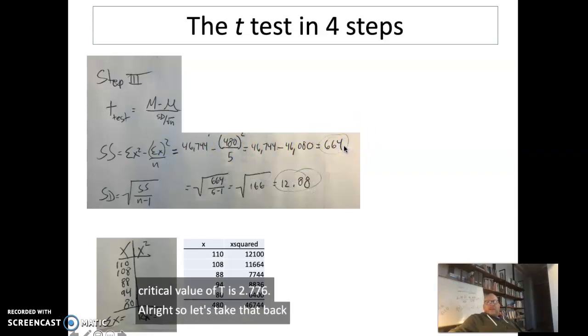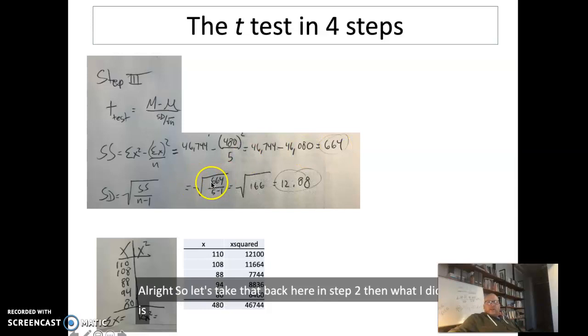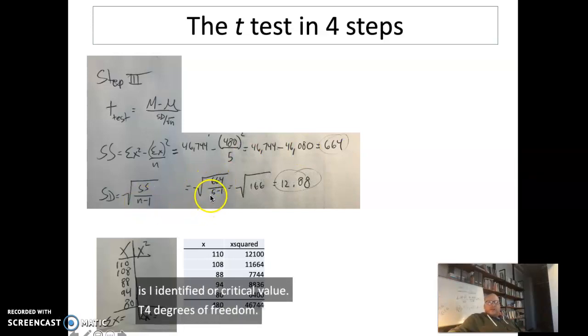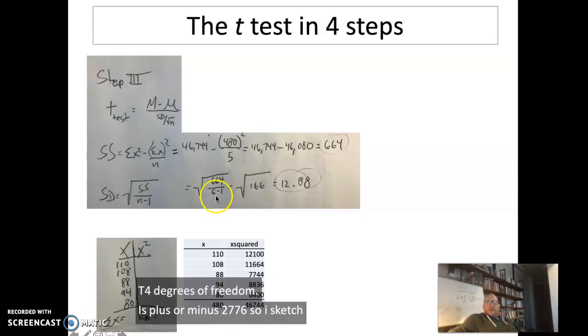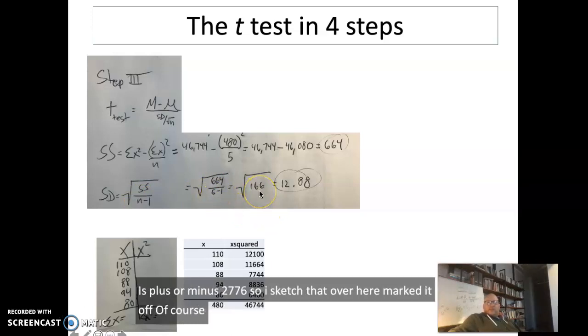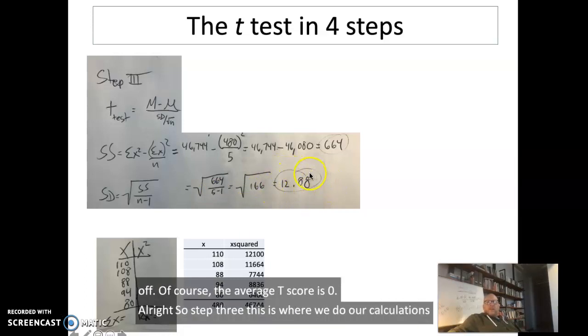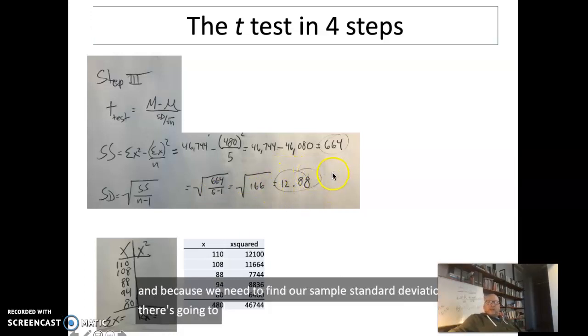Next, I plugged that into this formula. So sums of squares is 664. N minus 1, that's my sample of 5 individuals minus 1. That reduces to 166. I take the square root of that. My standard deviation is 12.88.